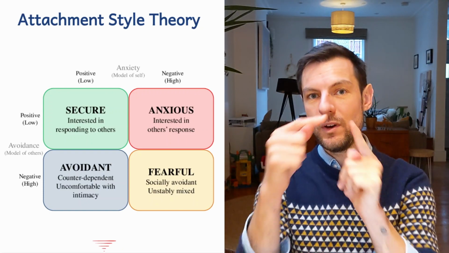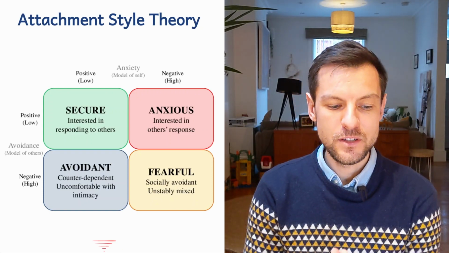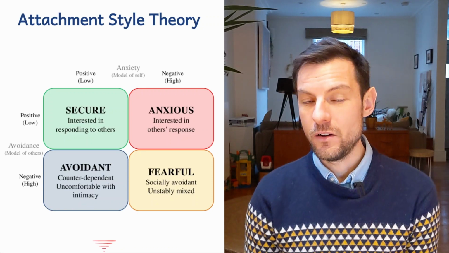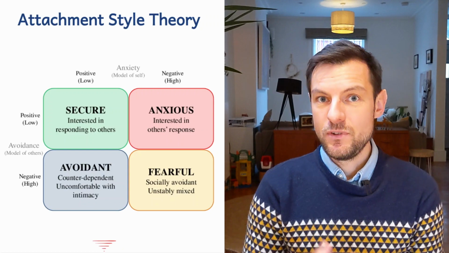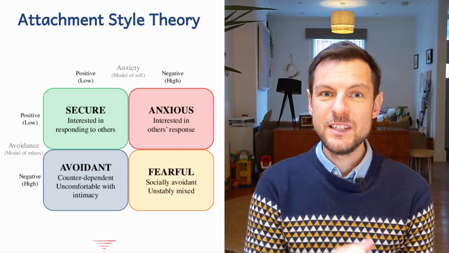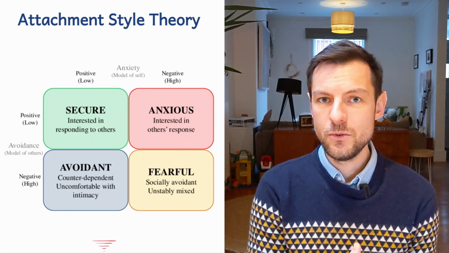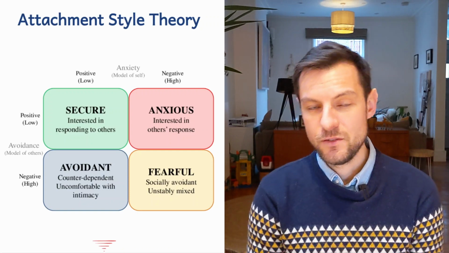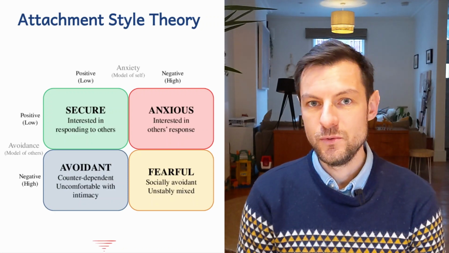The other one, where everyone should try to be, is the secure. Basically you are comfortable expressing your needs, you're comfortable with distance, you're secure enough to trust your partner. You're also secure enough to tell them when you're upset or to express your needs and emotions. So you're interested in responding to others, basically.